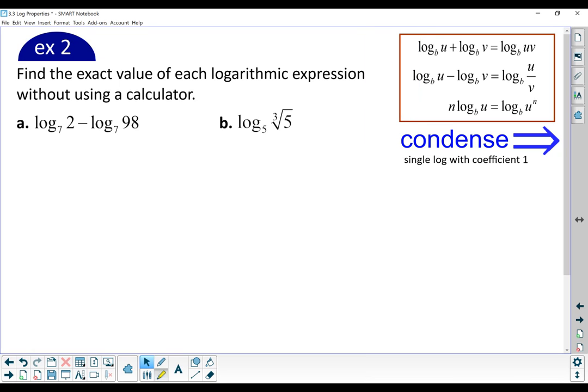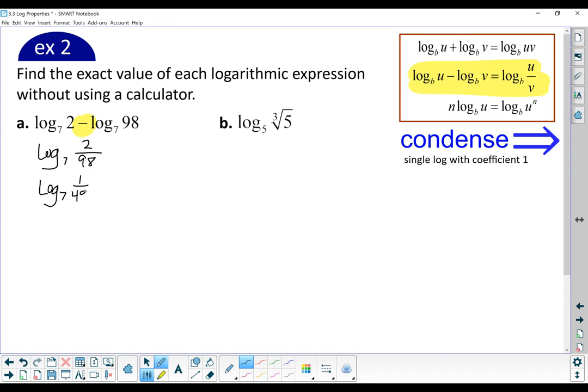So I have a log subtract another log, so I'm going to use this quotient property to condense it together. So log base 7 of 2 minus log base 7 of 98 is the same as log base 7 of 2 over 98. Well, 2 over 98 is reducible, and it's 1 over 49. So log base 7 of 1 over 49.